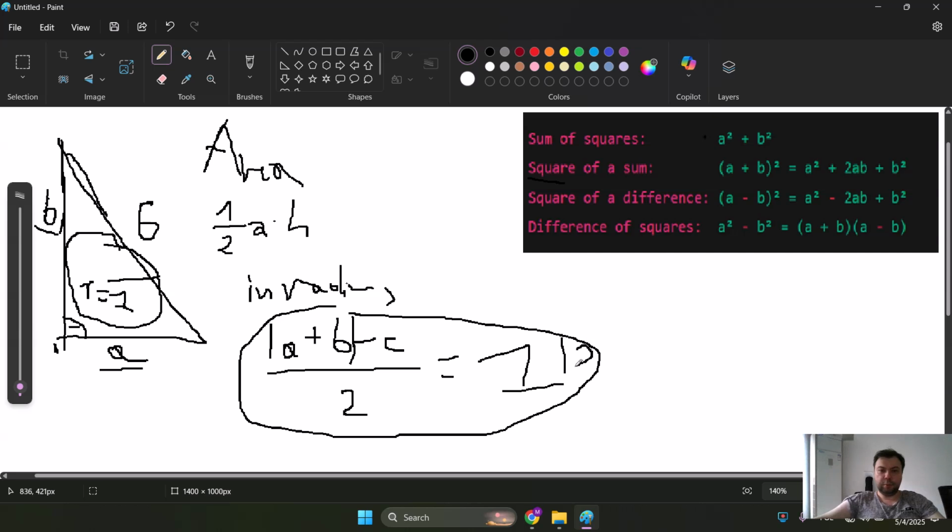How are we going to do it? First, we will multiply both sides by 2. If you multiply by 2, you will cancel out the 2 from the denominator. Okay, so we've got 2 equals a plus b minus c.